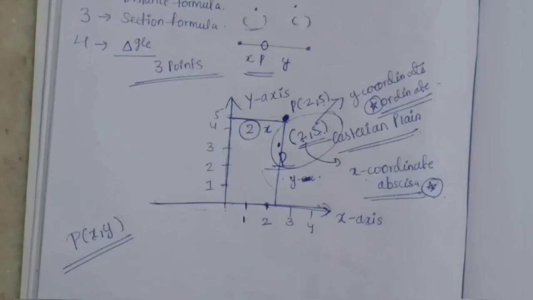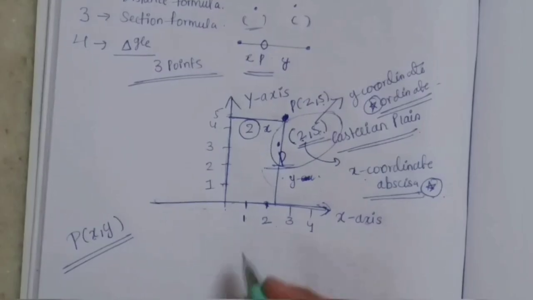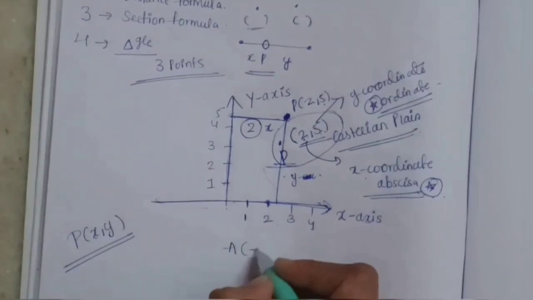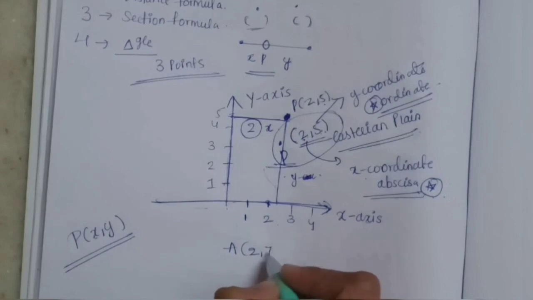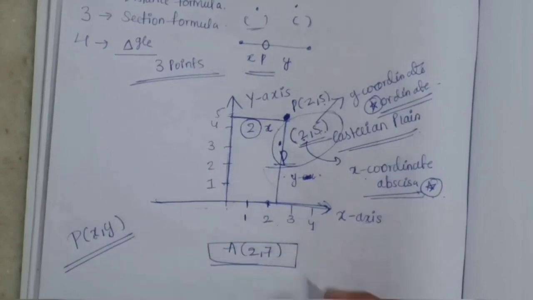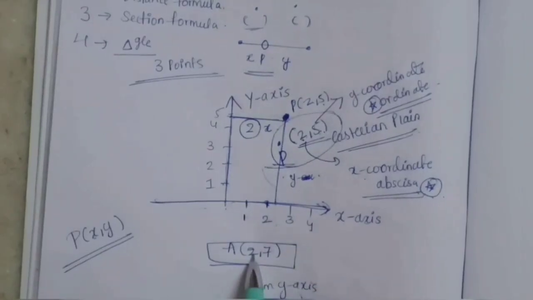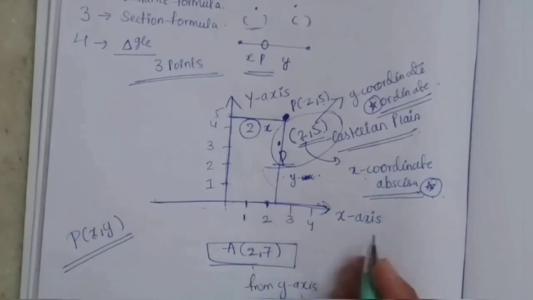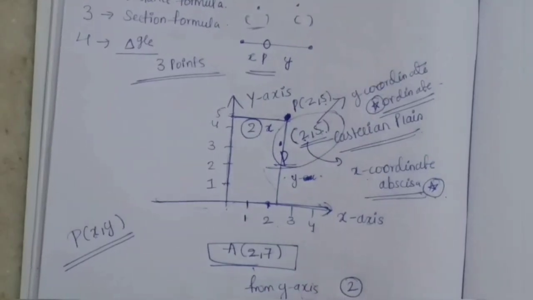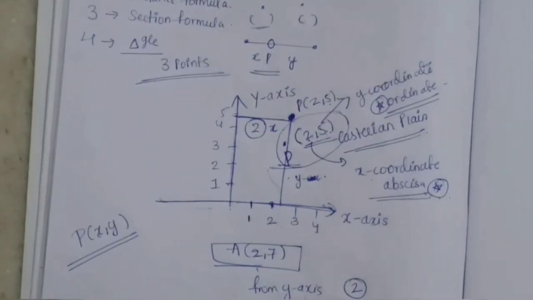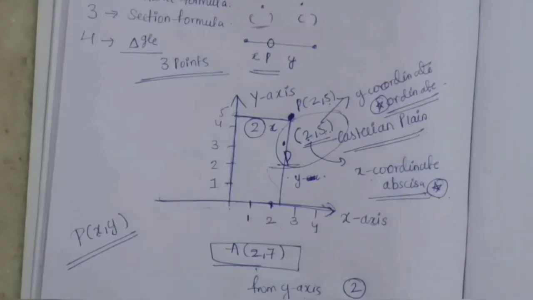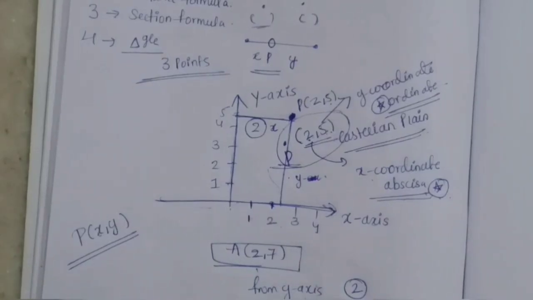There might be a question like: there is a point A which is 2 comma 7, and they might ask what is the distance of this point from the y-axis. The distance from the y-axis means the x coordinate. The x coordinate is 2, so the answer is 2. Likewise, many questions might arise from this basic concept. So you need to understand the concept, only then can you solve the problems, right?